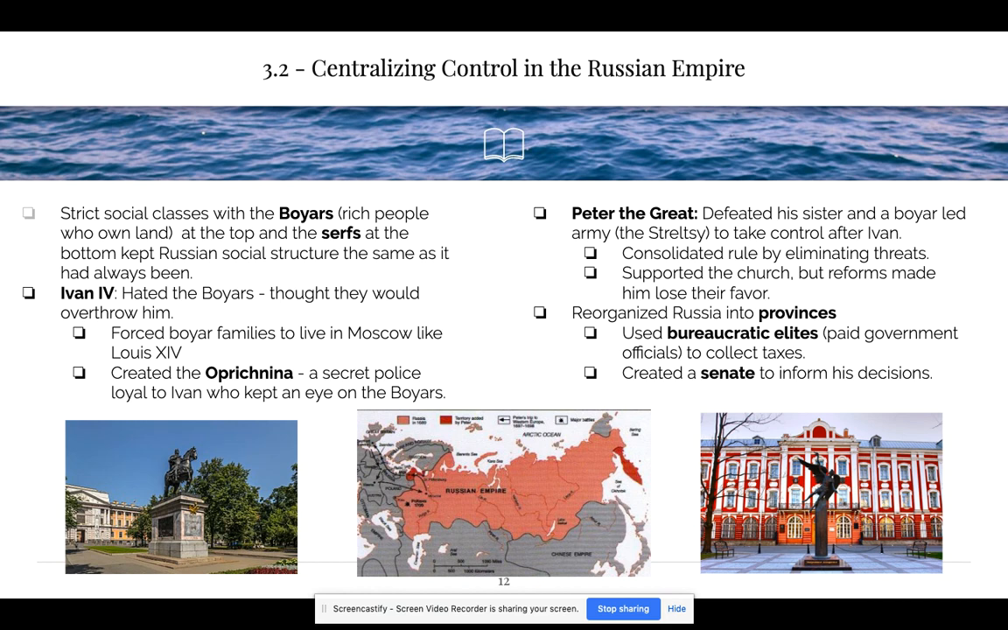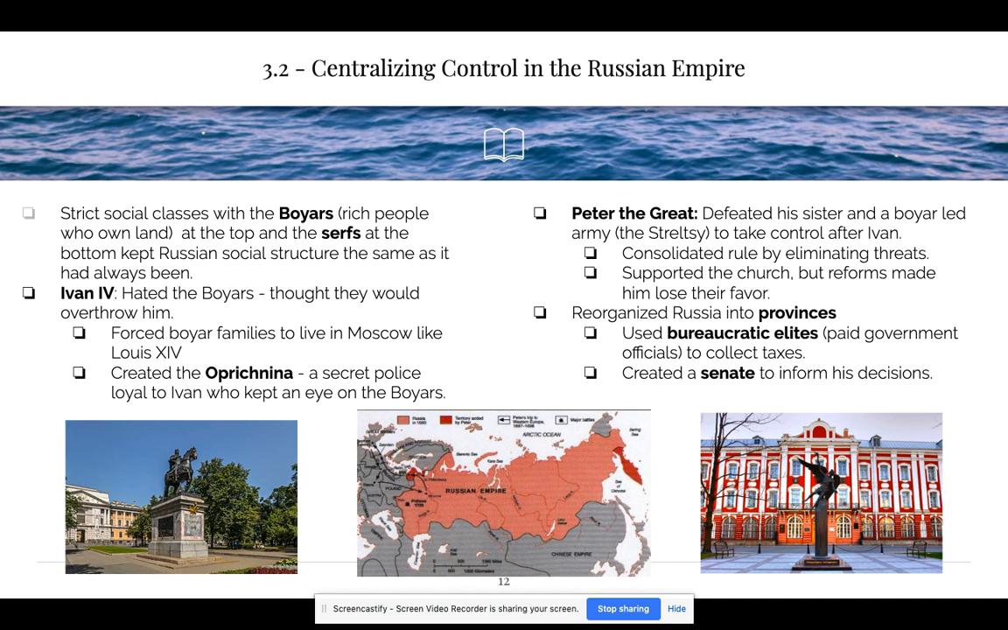Russia had very strict social classes, and this exists for quite a while. The boyars, who were rich people who own land, landed aristocracy is what they're called, are at the top, and the serfs are at the bottom. Interestingly enough, the highest taxed people in Russia are the serfs, who are the poorest people, and that is how they kept the peasant population under control.